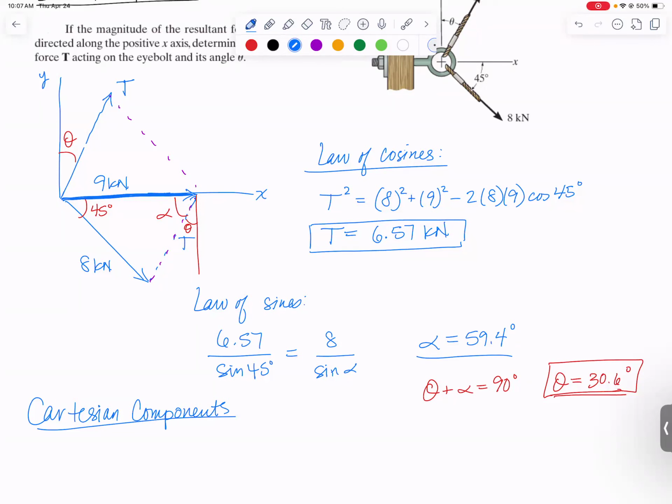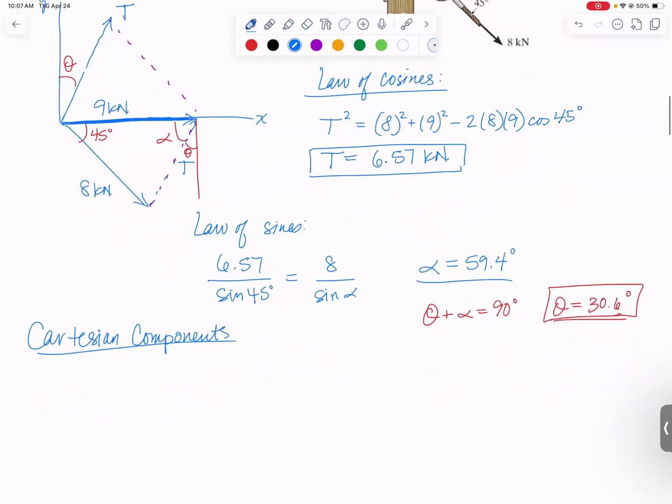So to do that, I need to get all of my vectors into Cartesian components. So we'll say F1 is that 8 kilonewton force. So it's got a magnitude of 8 kilonewtons. And then to get the x component, I would need to multiply by cosine of 45 degrees with the i. And to get the y component, I would multiply by sine of 45 degrees with a j. And I just realized I put the wrong sign in there. It's downward, right? You guys remember sines and cosines?